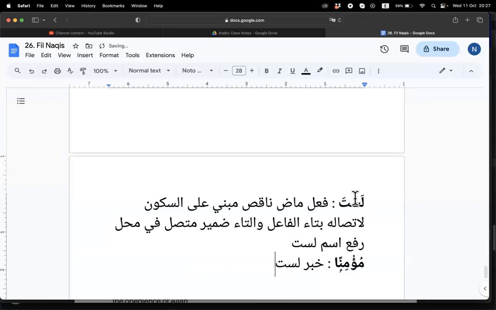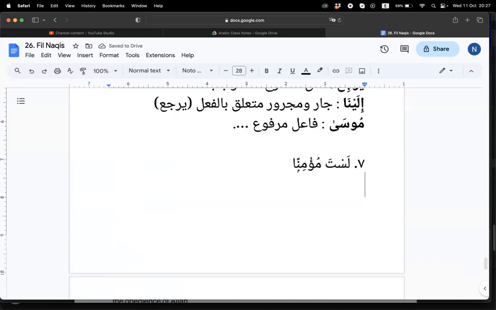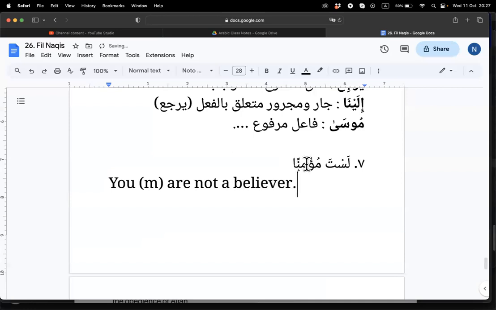Both can work. You can use the word lasta here, or you can use the huwa version, mansub bil fathah. Okay, so translate. Lasta: not I am, but you are not. Who is this ta? You. You are not a believer. One, a single believer. This is not plural, so you are not a believer.